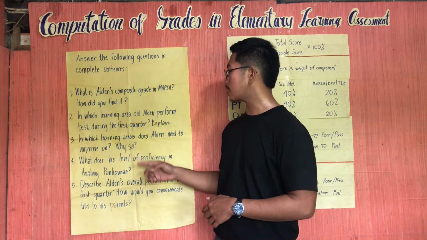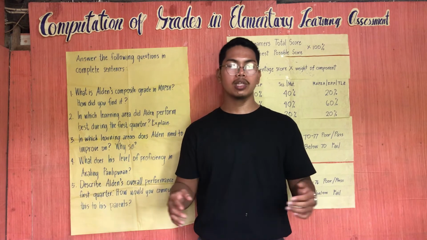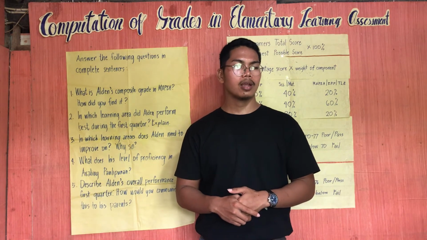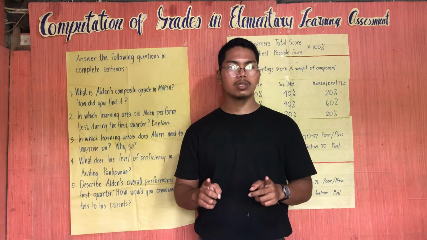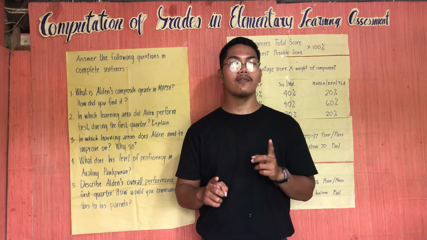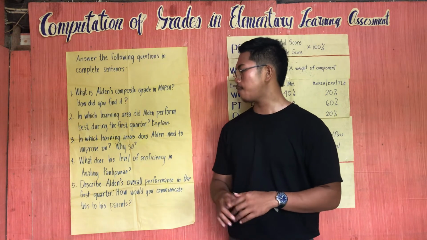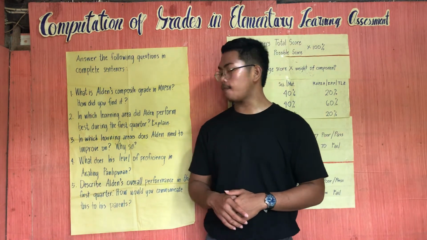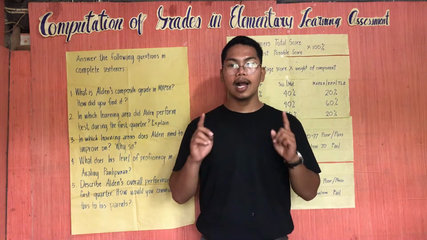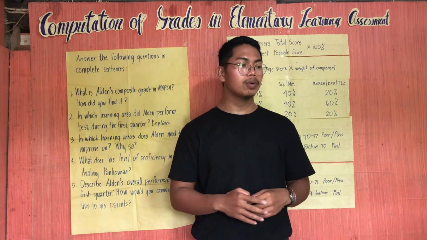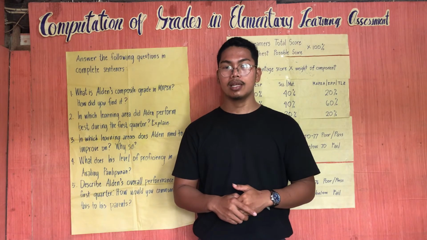In which learning area does Alden need to improve on? Why so? We have computed the grade of Alden, and we found out that he got the lowest grade of 79 in the subject of mathematics. For the 4th question, what is his level of proficiency in Araling Panlipunan? Alden's level of proficiency in Araling Panlipunan, his grade is 89, and it is equivalent to good.